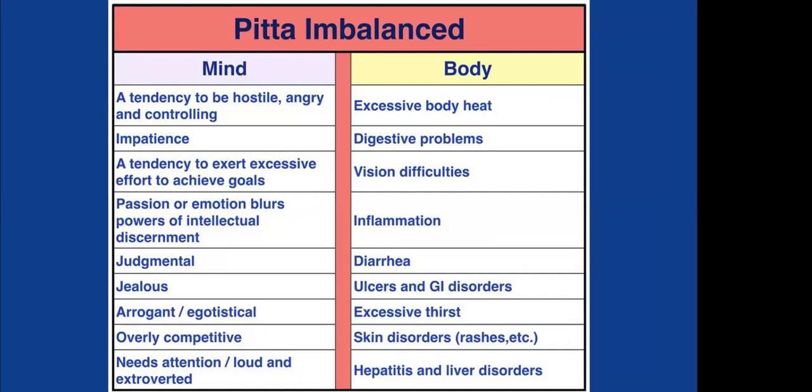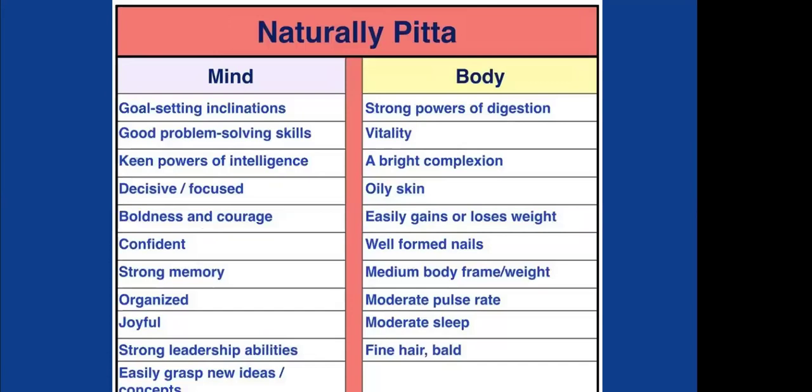When we have Pitta imbalance, we usually get angry, impatient, and excessively aggressive towards achieving goals. There is loss of intellectual power. We become jealous, arrogant, over-competitive. Our body starts producing more heat. There will be digestive problems, vision difficulties, inflammation, diarrhea, ulcers. And when it's balanced, there is a very perfect body with strong digestion, goal-setting inclinations, focus, confidence, a medium body frame, well-framed body features, and bright complexion.